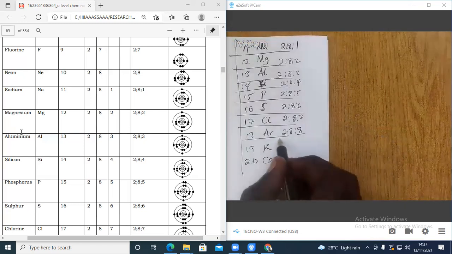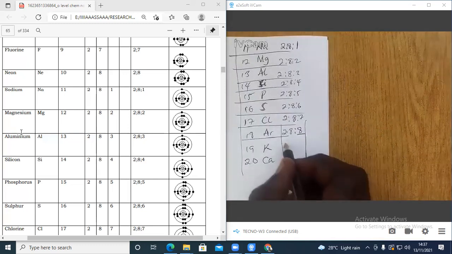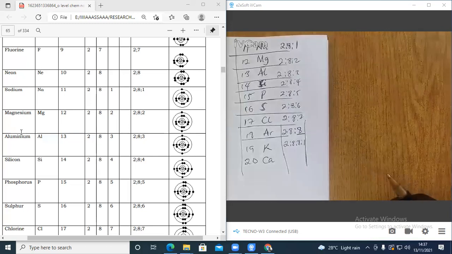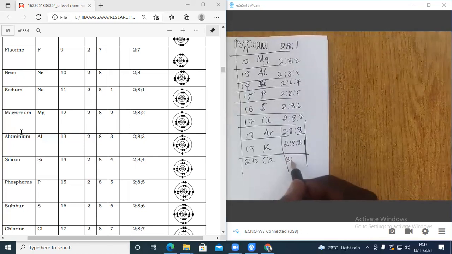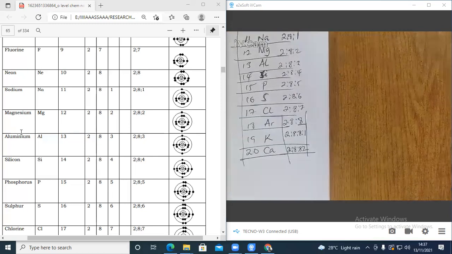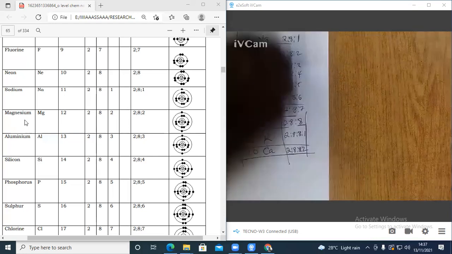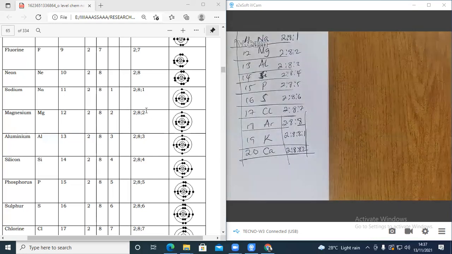What do you do to get the one of potassium? It is another 2 to 8, another 8, then 1, isn't it? So this is 2 to 8 to 8 to 2. Have you seen where calcium is? So that is how you write those electronic configurations.